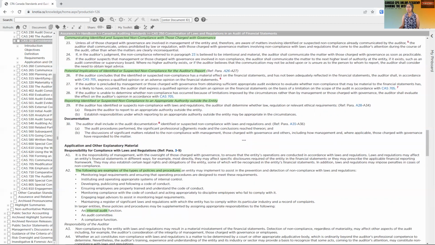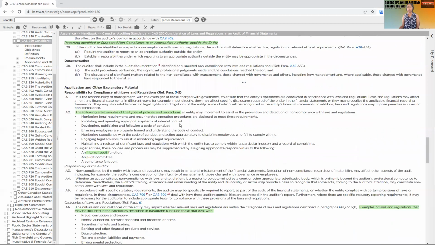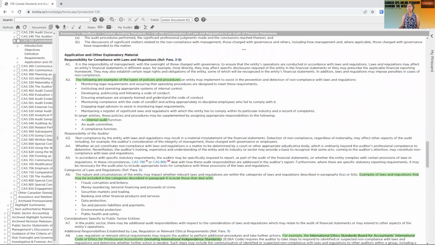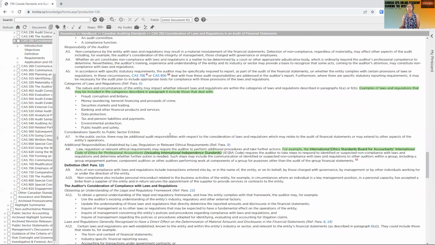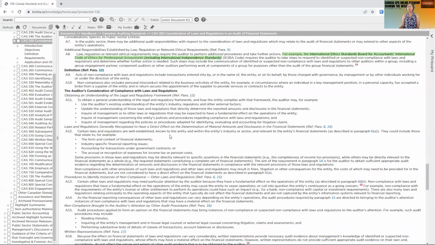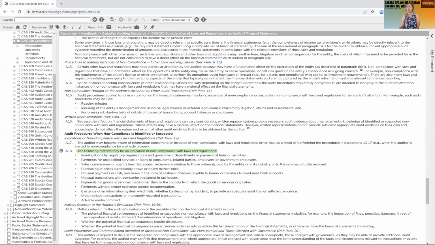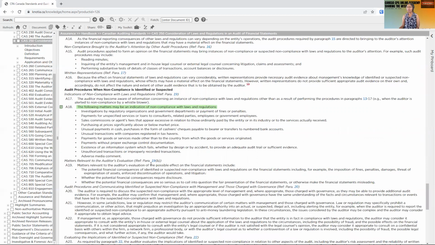So that's it for this standard. As I was saying, do read this explanatory material. They have given some great points on the procedures and how to conduct some specific points related to non-compliance.